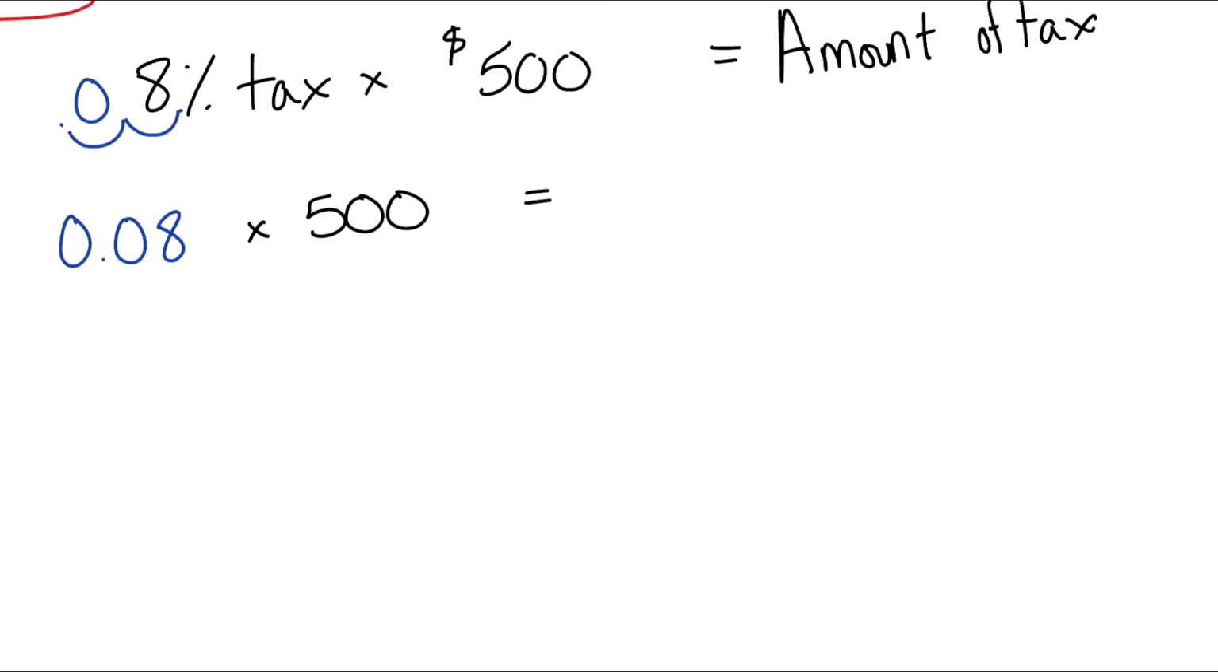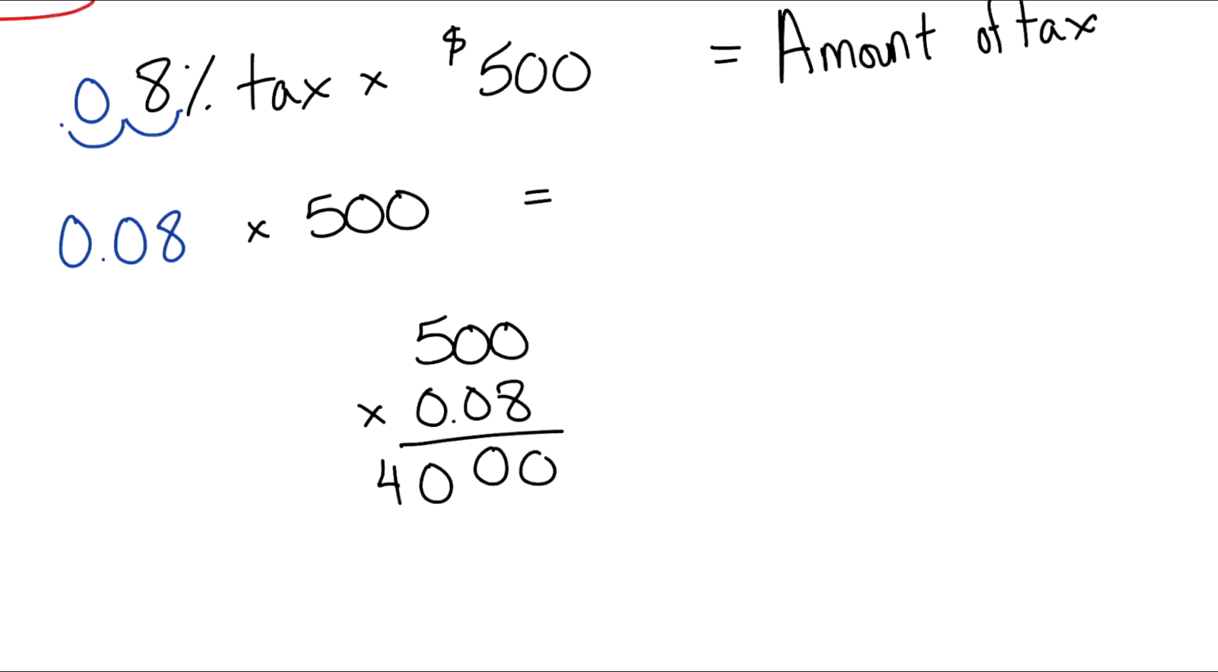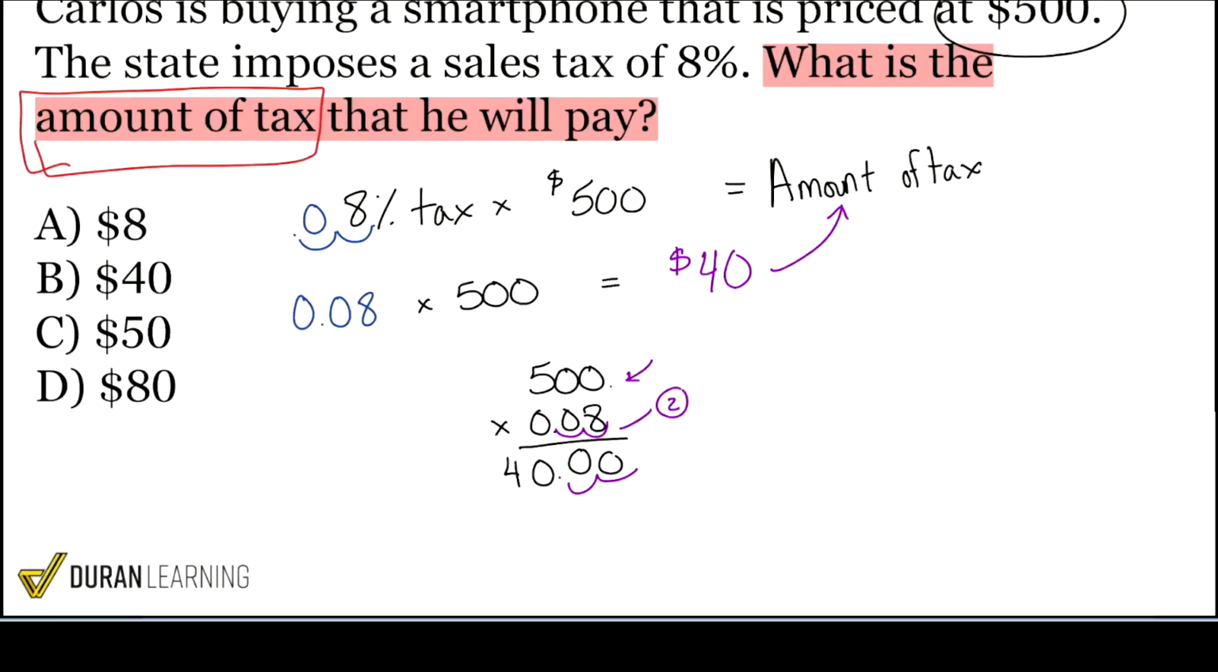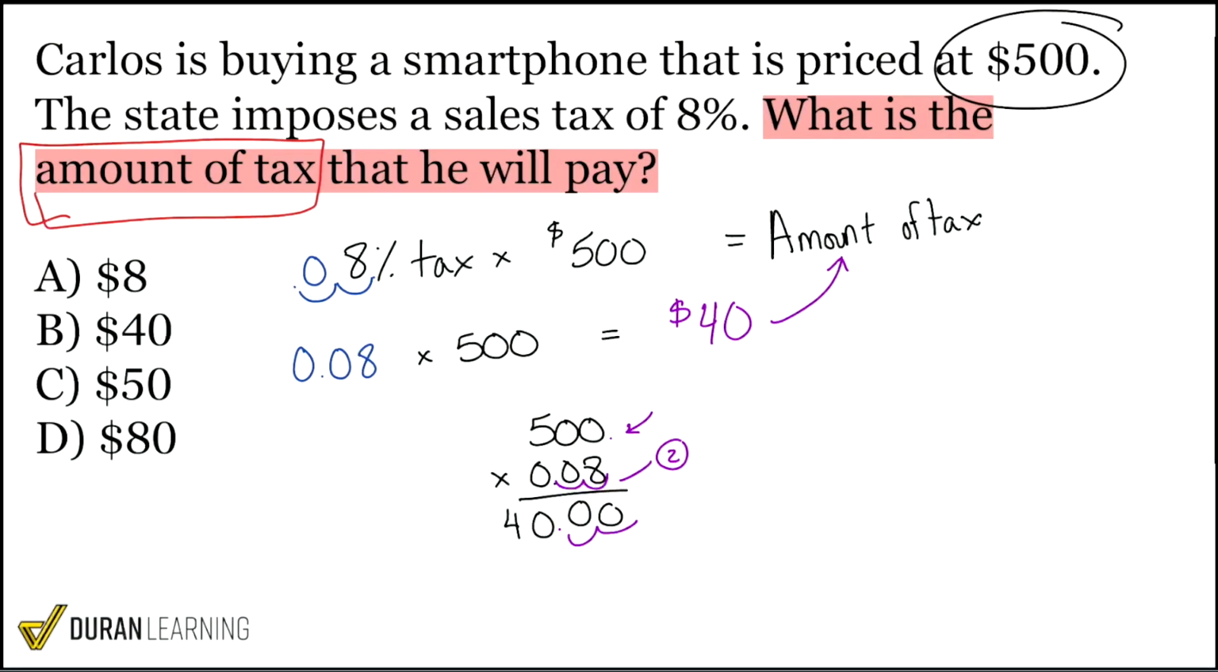So as we multiply here, we have 500 multiplied by 0.08. Okay, here we go. 0 times 8, 0 times 8, and 5 times 8, that's going to be 40. We bring back none up top, but then we have 1, 2 on the bottom. 1, 2, and there we go. The amount of the tax is $40. And there we are. All set, all good, and we can keep it moving. And that's answer choice B.